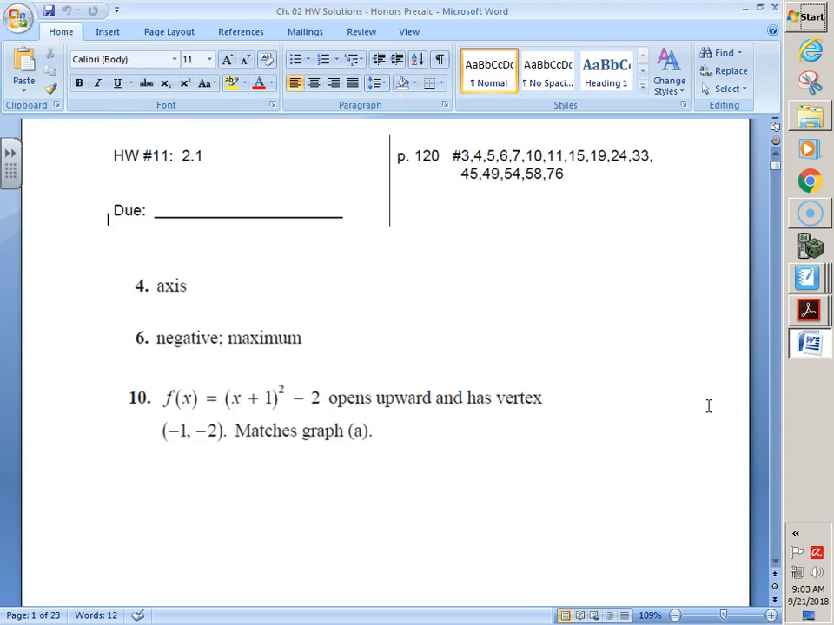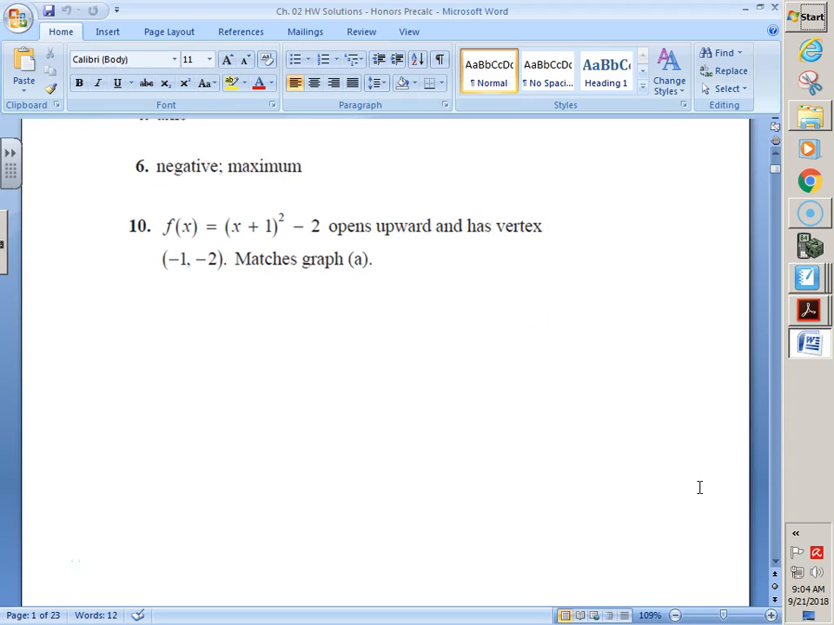Okay. Number 4, axis of symmetry. Number 6, negative. If A is negative, concave down, what point will the vertex be? Number 10, remember when they're doing matching? Remember when they're doing matching, they describe it a little bit. So number 10 matches with A. But did you figure out it's because, hey, it's concave up with a positive A, and the vertex is -1, -2. That matched the graph. Now pause, look at your homework real quick. Are you guys sketching the parts to the problem that you're supposed to be? If not, I have to take off points.